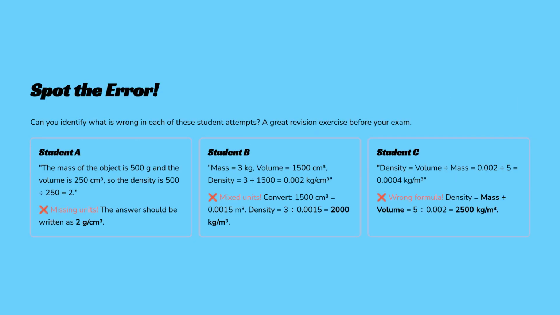Spotting errors in calculations is great exam practice. Watch out for missing units like in student A's work, mismatched unit systems seen in student B's attempt, or inverted formulas like student C's, where they divided volume by mass instead of mass by volume.